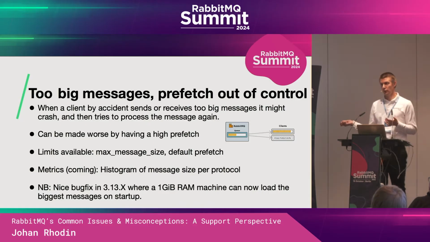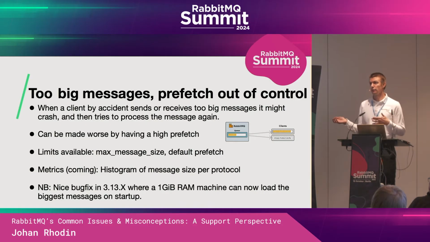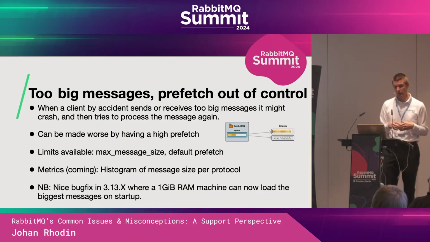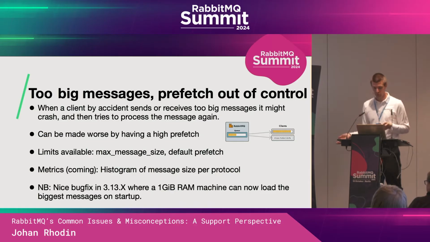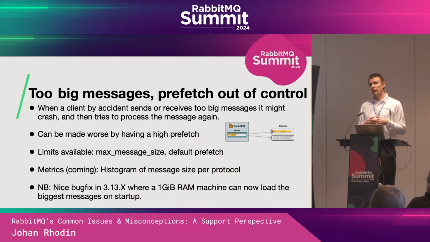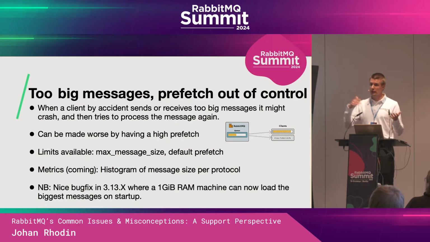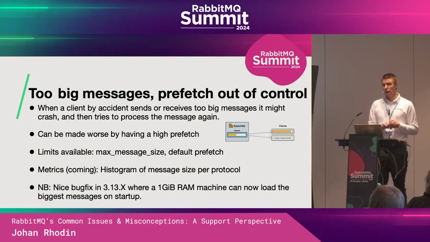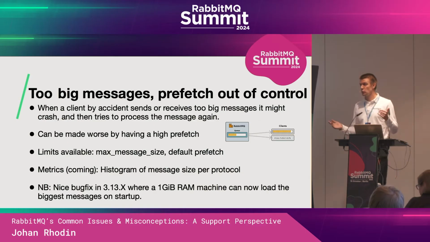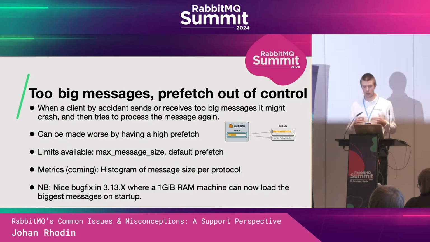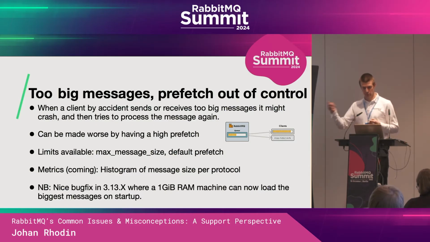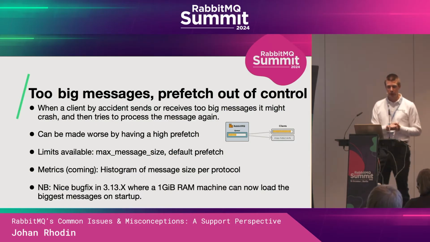There are some things that can prevent this issue. In core MQs, you have a delivery limit. You can also set the max message size, and this max message size is going down in 4.0, so it will be 16 megabytes, or it is 16 megabytes. It's configurable, so you can change it up or down as you want. There's a default prefetch that you can set for clients that don't have a prefetch. In 4.1, there's a histogram coming, so you can see the histogram of message sizes, depending on which protocol it's using.